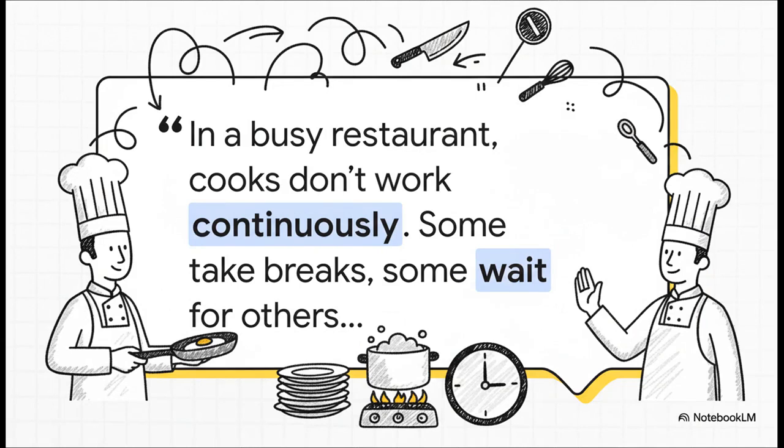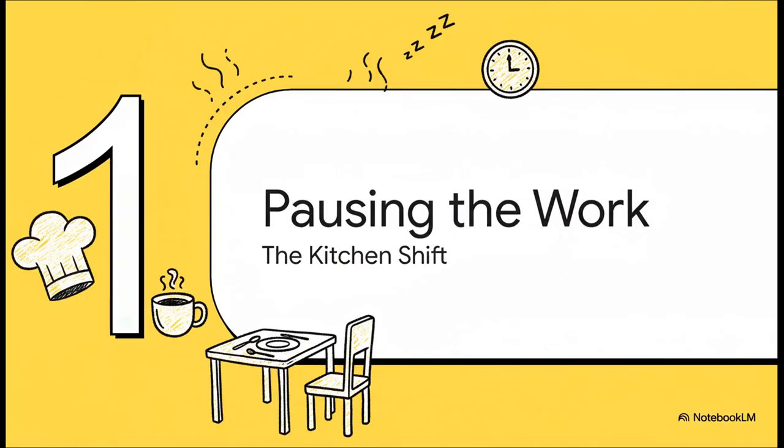In Java, just like in a kitchen, you just can't have every single task running at full speed all the time. I mean, it would be total chaos, right? So effective management is all about coordination. It's about knowing when a task should pause, when it needs to wait for another one, or when it needs to stop altogether. So let's kick things off with the most common situation you'll run into, just pausing the work.